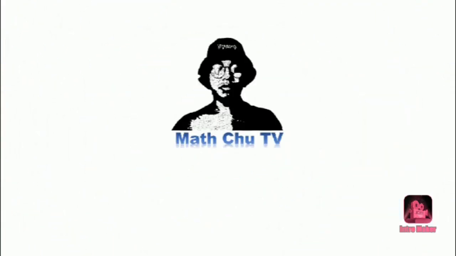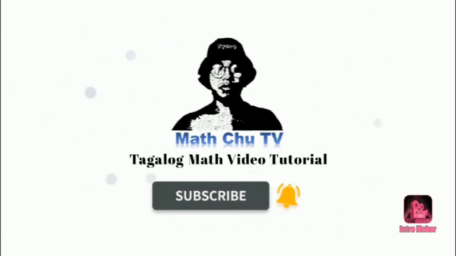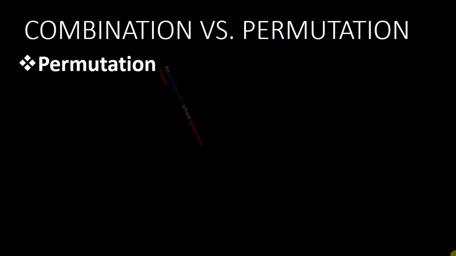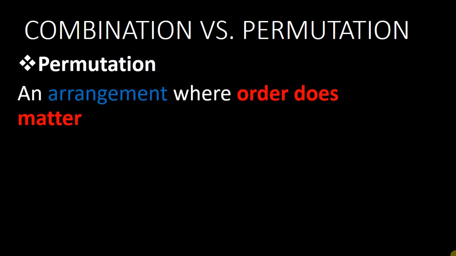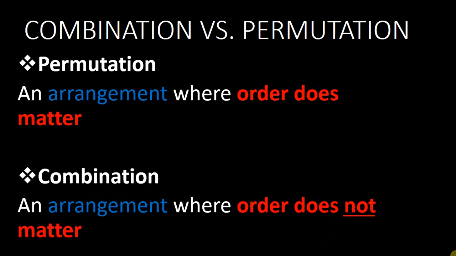Sa last video natin, natalakay natin ang permutation. Now, let's talk about combination. So again, permutation is the arrangement where order does matter, and combination is an arrangement where order does not matter. So ngayon, matatalakay naman natin ang combination.